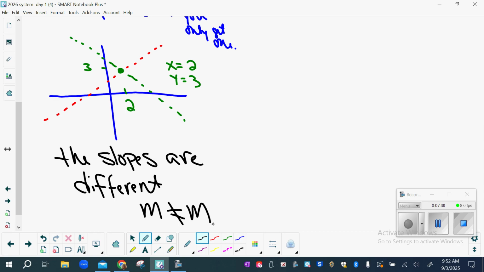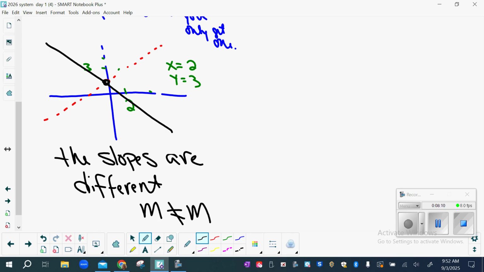Someone asked me in another class, hey, Ms. T, what about the b? Can the b be the same? It doesn't matter. Because look at this guy. Let me get rid of this green guy right here. Watch what I'm going to do. Do you see how this guy hits right here? That's his b. But I could put a line like this. Guess what? Same b, still consistent, independent, because the slopes are different.